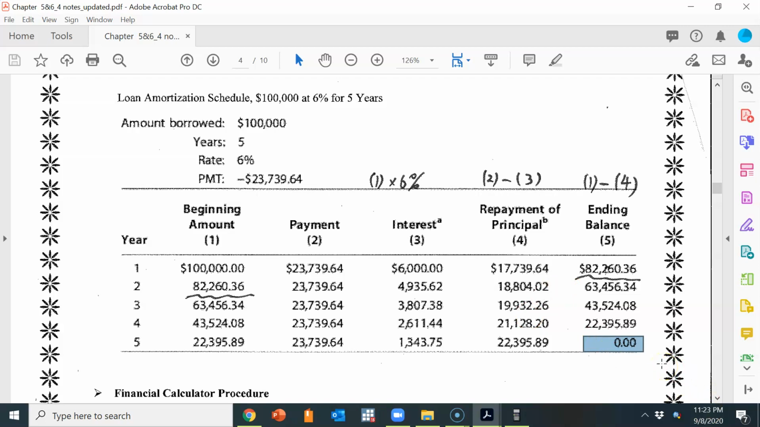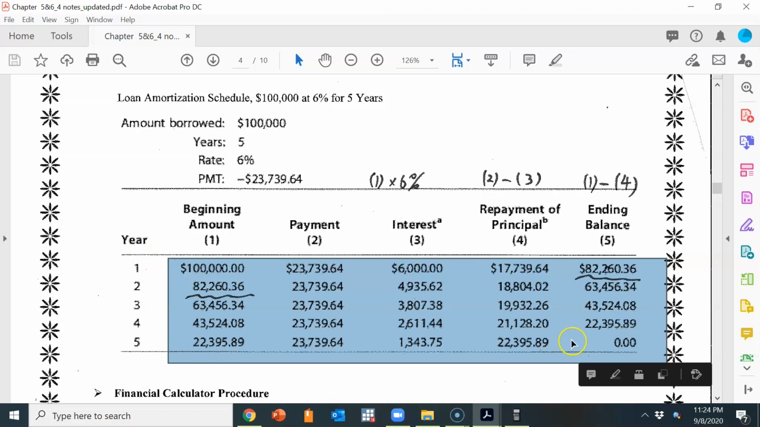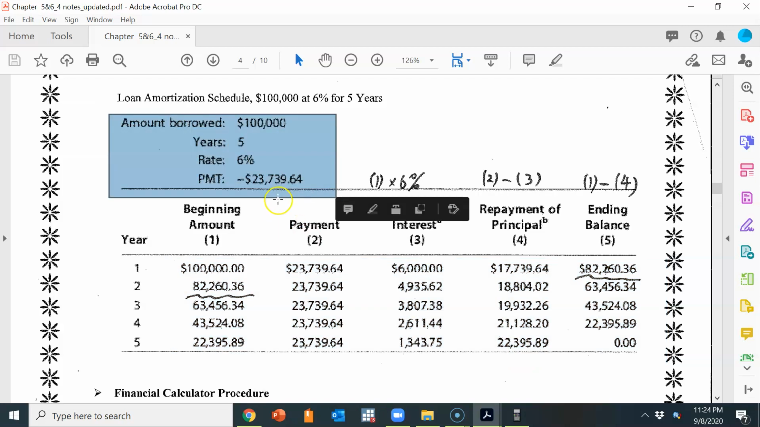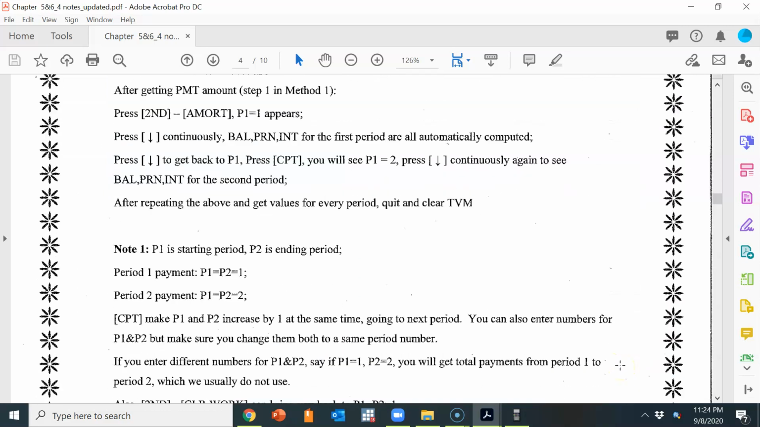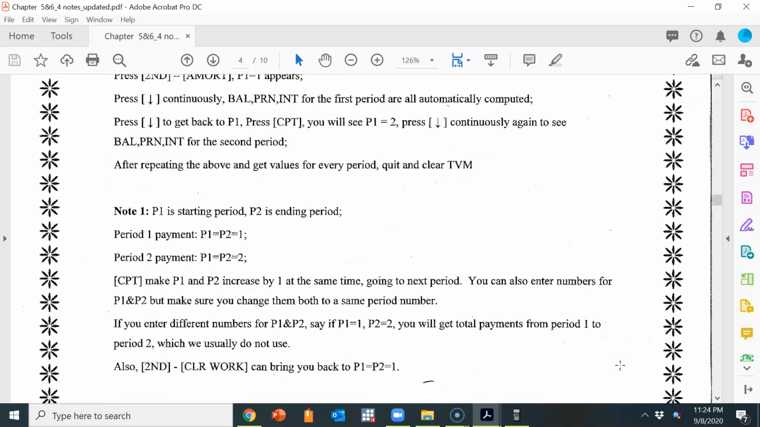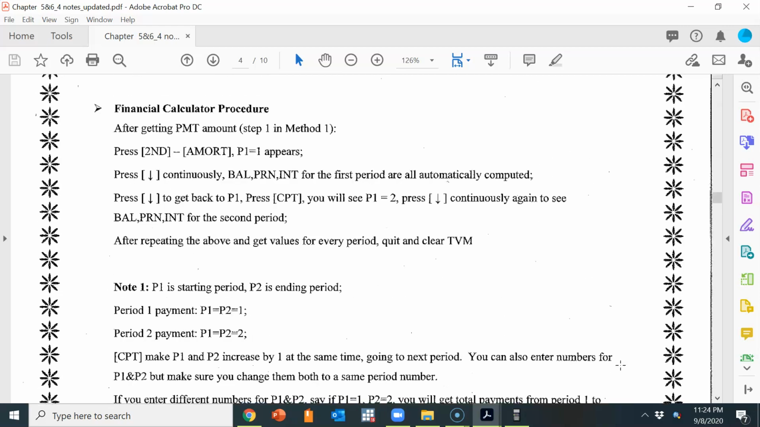Okay, please try to fill this table on your own. Try to not look at this table and give yourself these conditions and try to construct this table on your own. Besides this step-by-step method, we can also construct this table by using our financial calculator amortization function. Okay, all the steps are listed here on the notes.